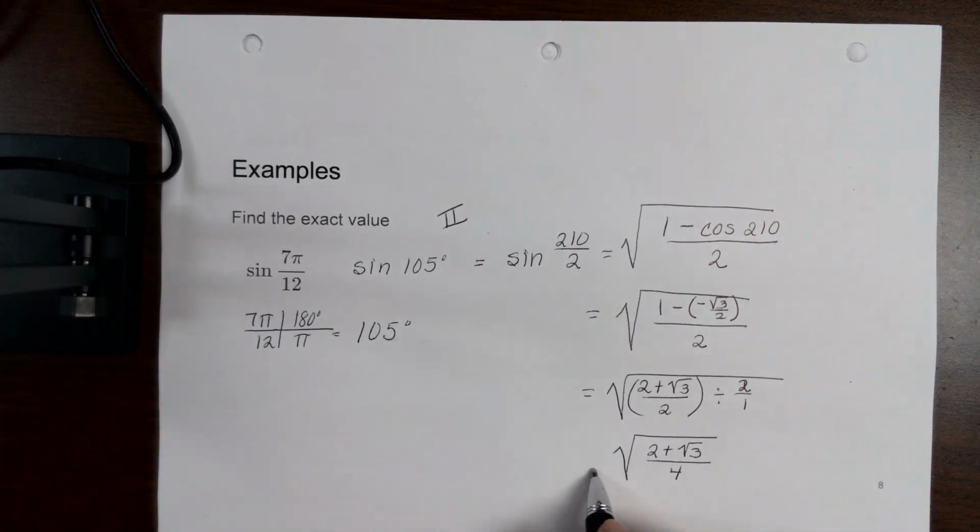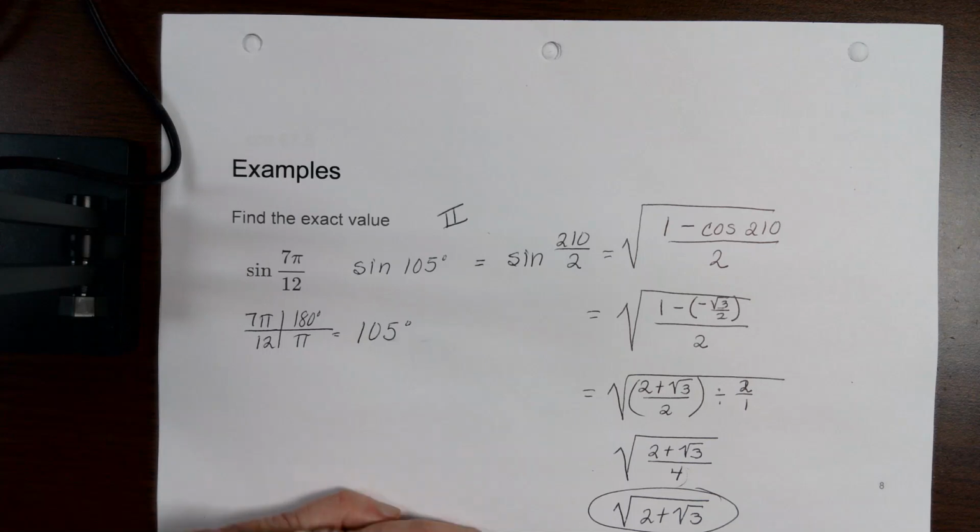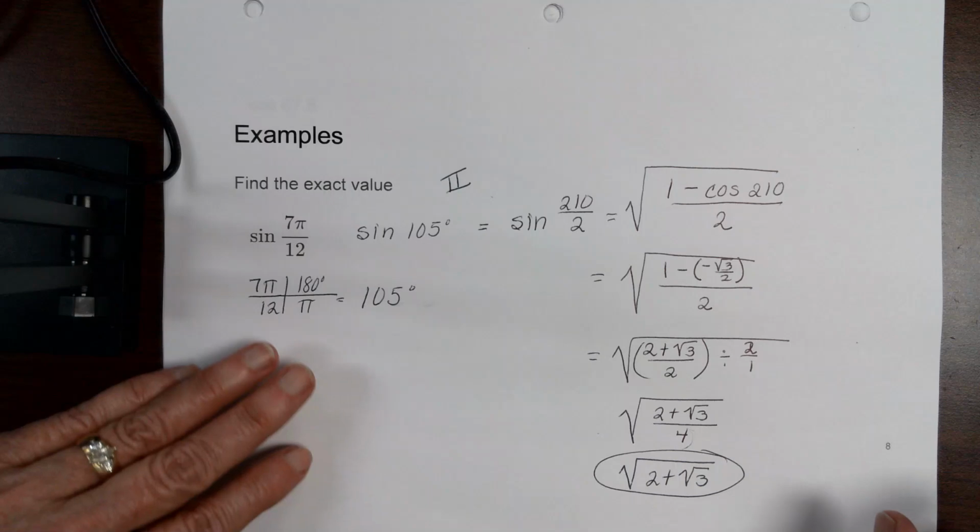Well, I know it's positive because the sign is positive in the second quadrant. Notice I can take the square root of 4 on the bottom, so here's what I'm left with. Now that looks weird because you have a square root within a square root, but that is the actual correct answer. Okay, let's do another one.